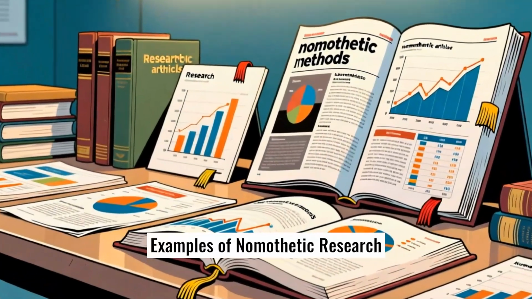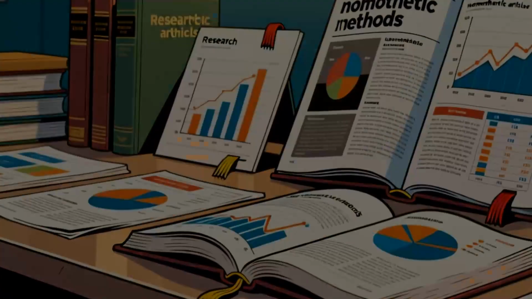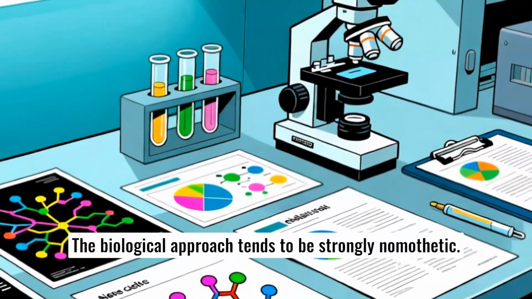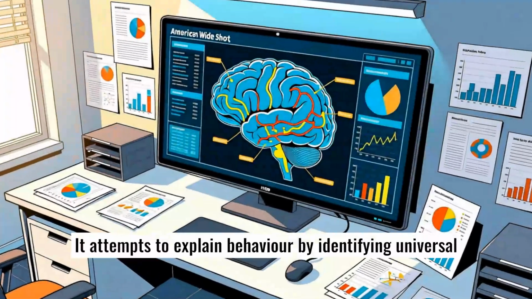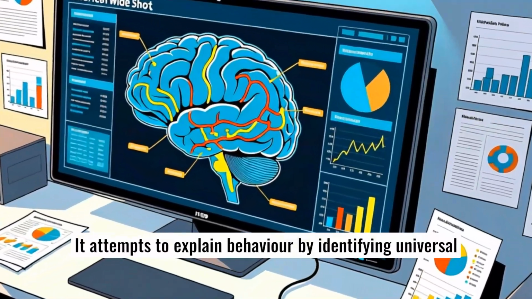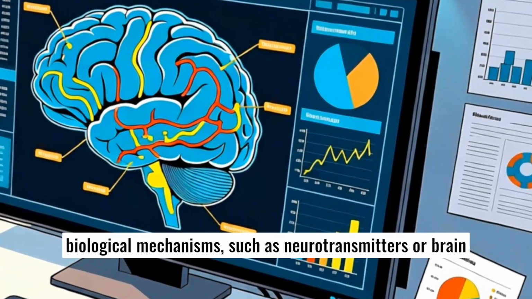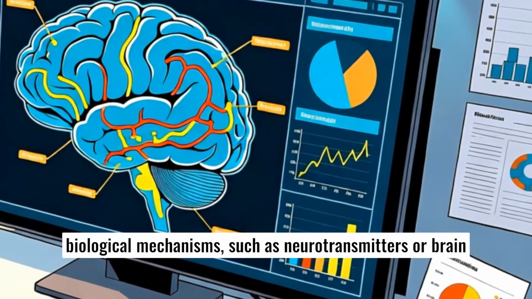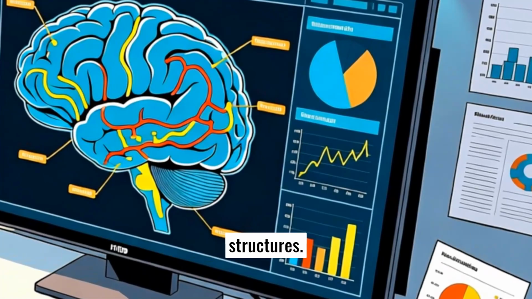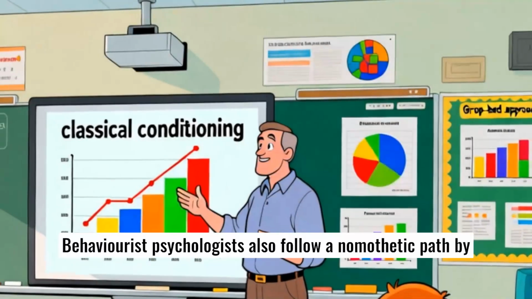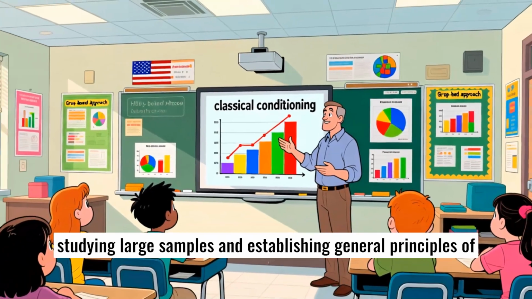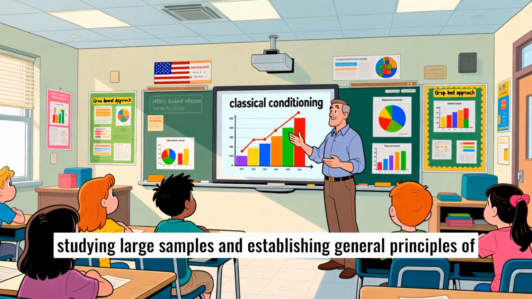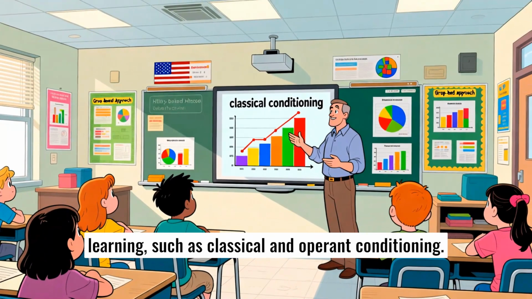Examples of nomothetic research. The biological approach tends to be strongly nomothetic. It attempts to explain behavior by identifying universal biological mechanisms, such as neurotransmitters or brain structures. Behaviorist psychologists also follow a nomothetic path by studying large samples and establishing general principles of learning, such as classical and operant conditioning.